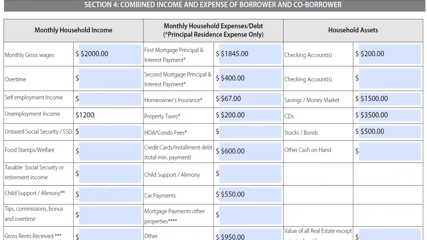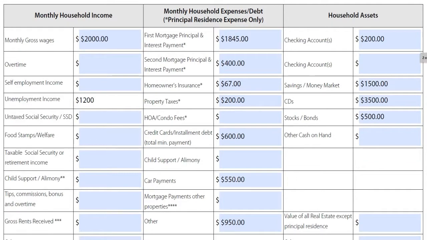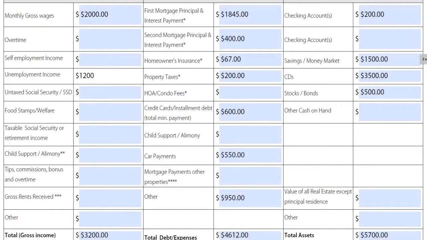We get a lot of questions on the gross rents received. This would be for any properties, including the property that you are requesting assistance for. For example, if it's your principal residence and you happen to rent out a room to your brother, and your brother gives you $200 a month, well, you would fill out those $200 in this section where it says gross rents received. Any other income that you receive, you would want to go ahead and claim that income here.